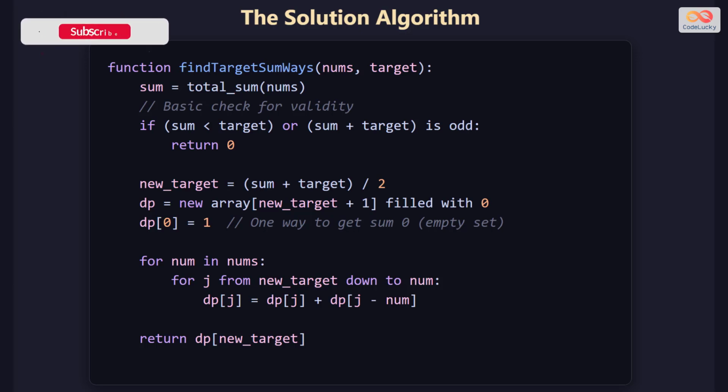Here is the logic in pseudocode. First, we check if a solution is mathematically possible. Then, we initialize our DP array. We iterate through each number and update the array to reflect the new ways we can form sums by including the current number.